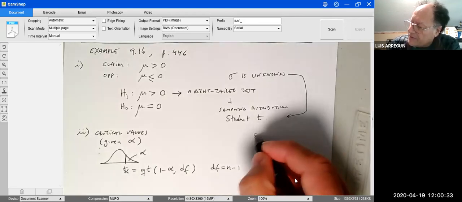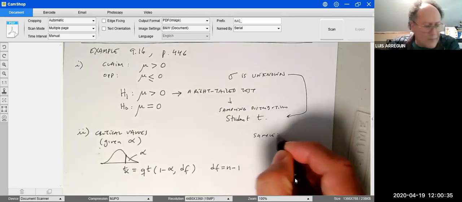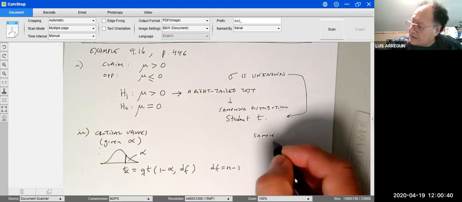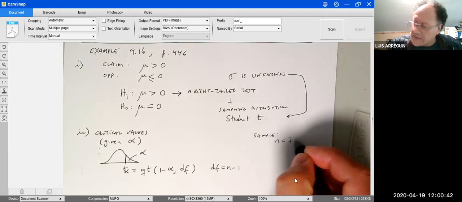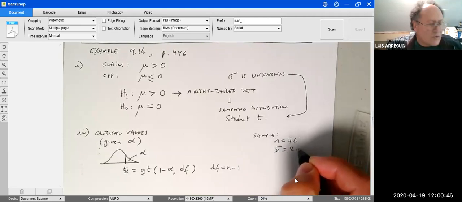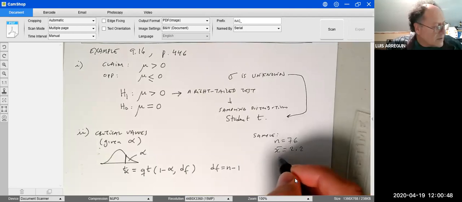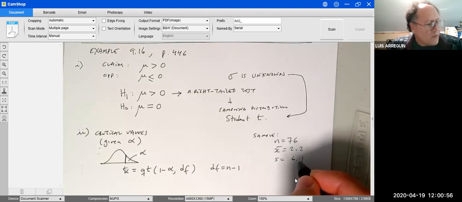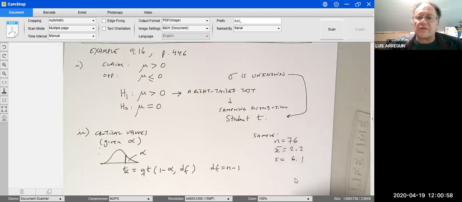So we need the information from the sample. The information is that the size of the sample is 76. The mean that was obtained is 2.2. That's the weight loss. And then the standard deviation of the weight loss is 6.1. So that's the information from the sample.